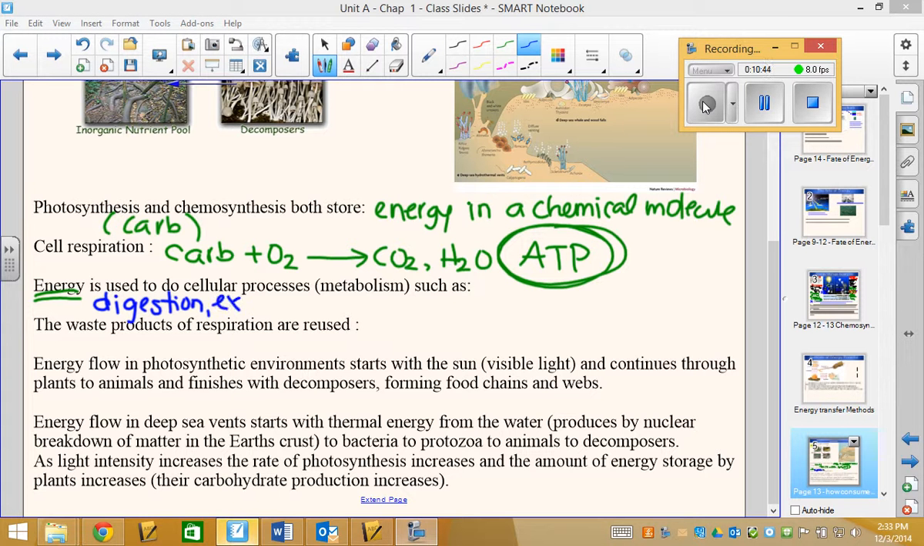Digestion, excretion, respiration, circulation, contractions. Perhaps you can see that what I did there was make a list of the 5 systems that we just studied to show you that for any of those things to happen, you need cellular energy.